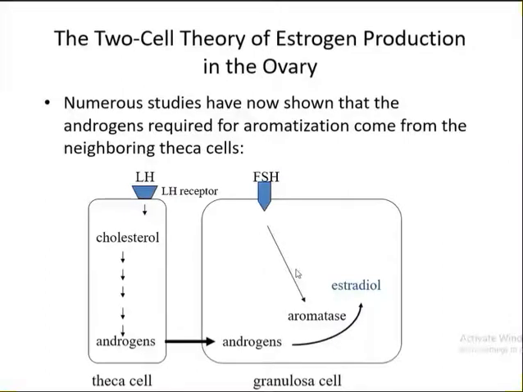Now by this time everybody should have understood this puzzle. This is called the two-cell theory of estrogen production. Why two cells? Because there is involvement of two types of cells: one is the theca cell and the other is the granulosa cell. Remember this two-cell theory. I will ask in the Viva, what is the two-cell theory of estrogen production? Then you should answer in the Viva, in the exam.